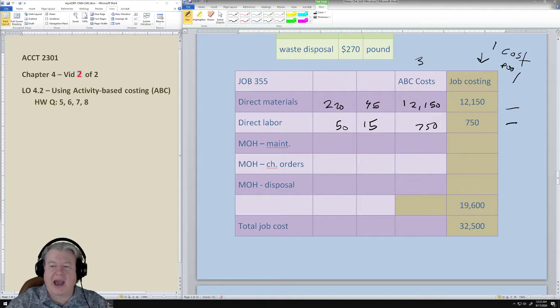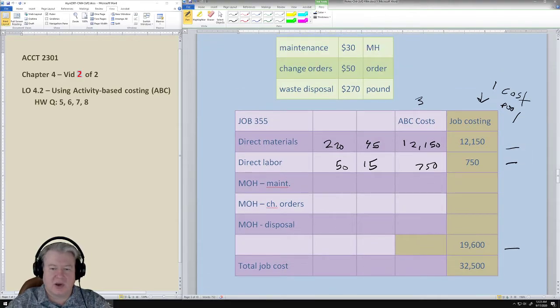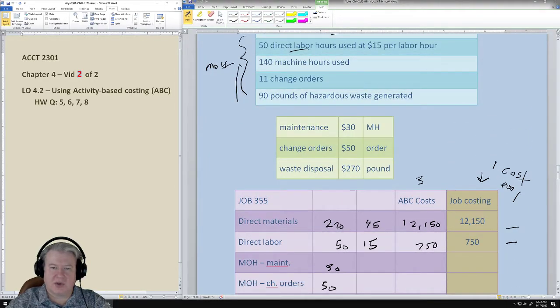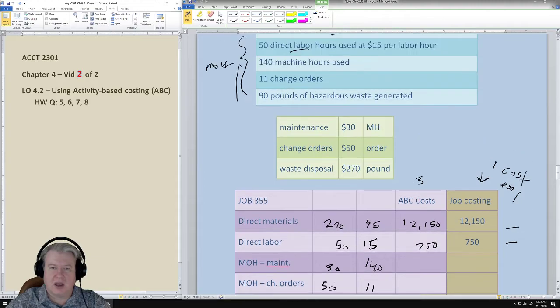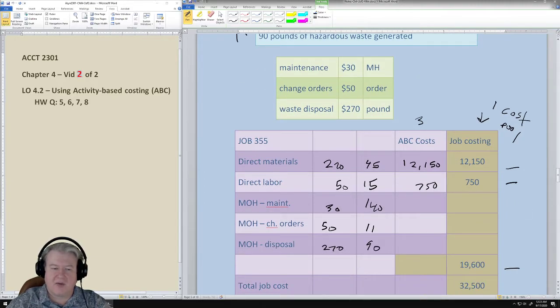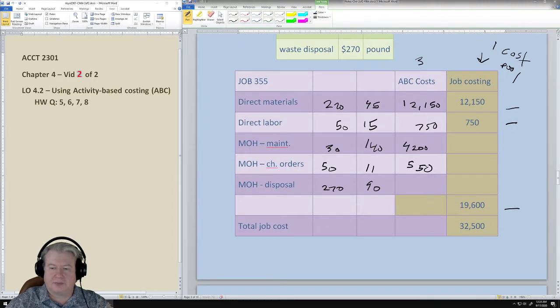So now we will figure out, how do they differ? This was using the one rate, the 140, but now we're going to figure it out using the 3 rates. So let's put these in. So maintenance is 30 per machine hour. This is $50 per order, and this is $270 per pound. So let's scroll up. So there were 140 machine hours. There were 11 orders, and there were 90 pounds. So we calculate those, and they come out to 4,200, 550, and 24,300.